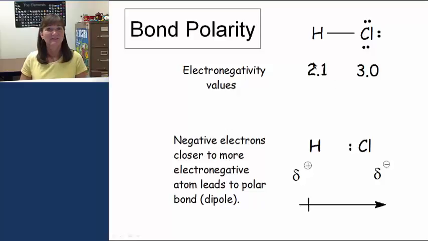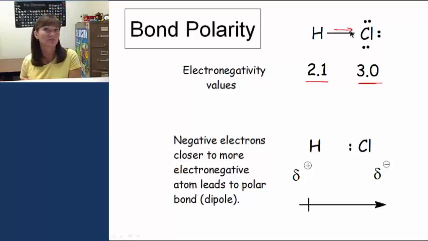I've got the electronegativity values here. Like I said, the larger the electronegativity value, the stronger the pull. Since chlorine has a larger electronegativity than hydrogen, these two electrons that are being shared are going to shift to the right, and they're going to be found closer to the chlorine. Negative electrons closer to the more electronegative atom leads to a polar bond, which is sometimes called a dipole.